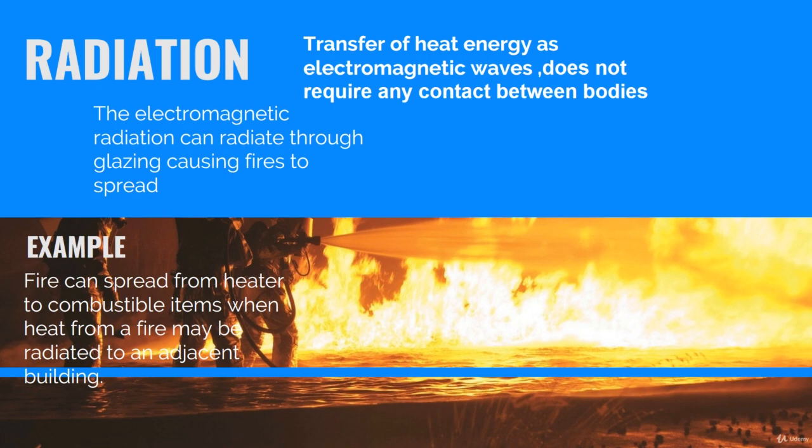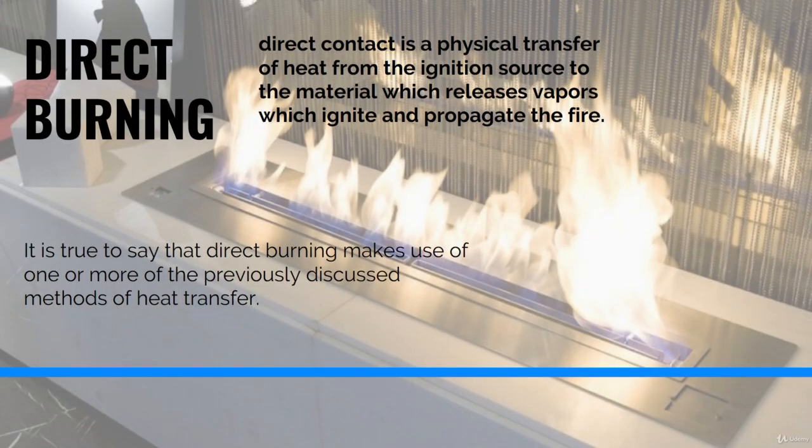The last point in this lecture is direct burning. When a combustible material comes in direct contact, there is a physical transfer of heat from the ignition source to the material, which in turn releases vapor, which ignites and propagates the fire. It's true to say that direct burning makes use of one or more of the previously discussed methods of heat transfer. However, it's appropriate to mention this method as a reasonable proportion of fires are started in this way, when a material is heated to its ignition temperature by coming into contact with a burning material, causing fire to spread.